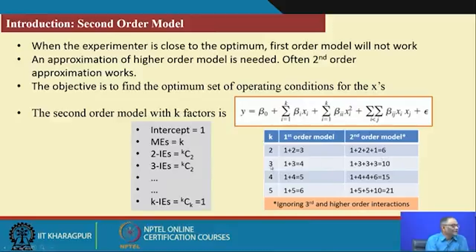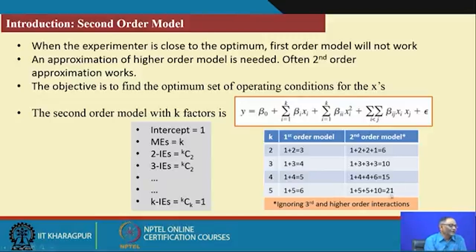If k equals 3, in the first order model the number of parameters to be estimated is 4, whereas in the second order model it is 10. Now, if your number of factors is 5, then in the first order model you require 6 parameters to be estimated, but in the second order model 21 parameters. Please remember, we are ignoring third and higher order interactions for the second order model. That means, only up to second order interaction, if we consider, this is the number of parameters to be estimated.